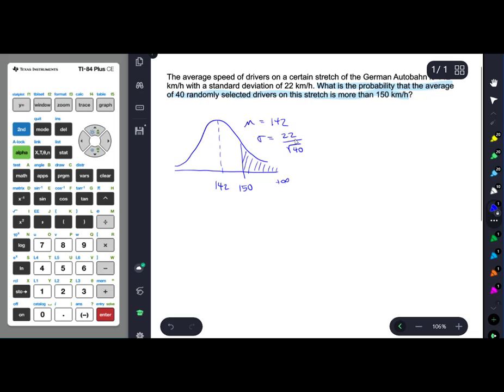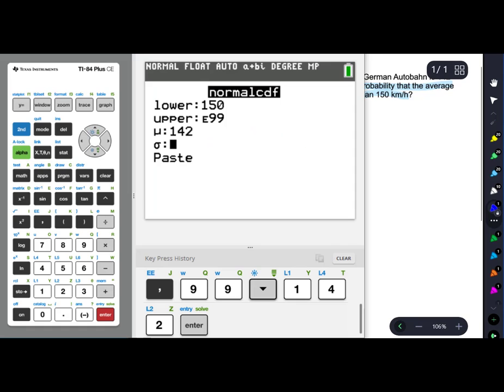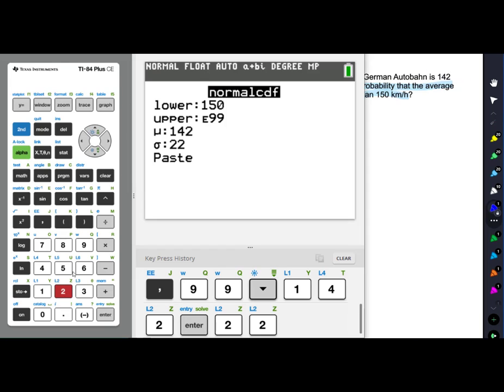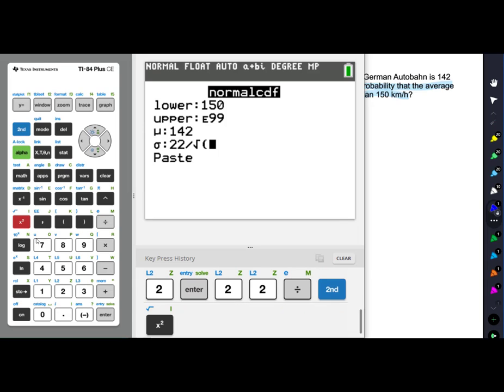Then the standard deviation. It's not just 22 here, it's 22 divided by the square root of 40. We can either go off to the side and calculate that first and enter the result here, or, as I said, it's a little bit easier to do this in line. So that just means type in 22 divided by square root of 40.